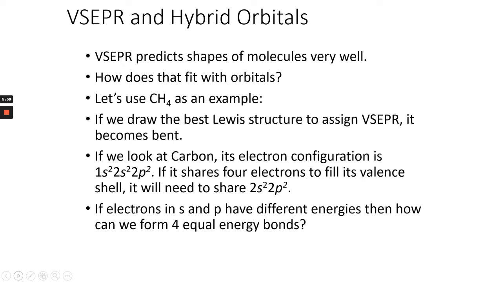So one of the criteria to form this bond is that the electrons have to have similar energy. So first of all, you use VSEPR to predict the shapes of your molecules. But how does that fit with orbitals? Well, let's use methane as an example. So you want to draw your best Lewis structure for methane.